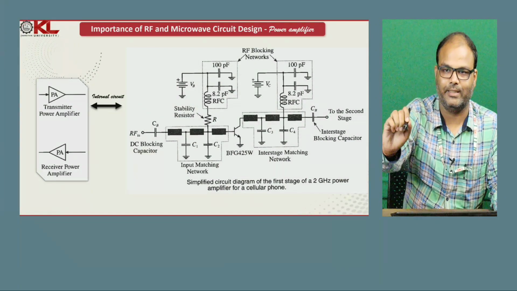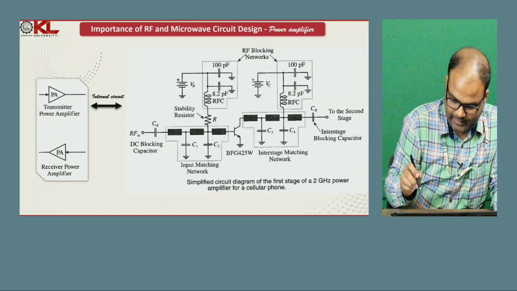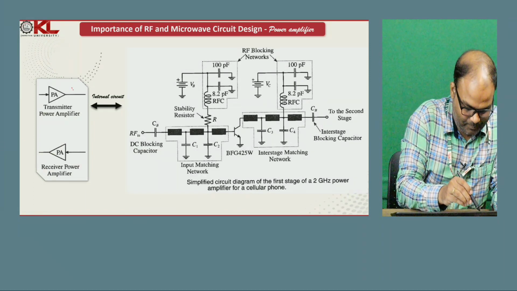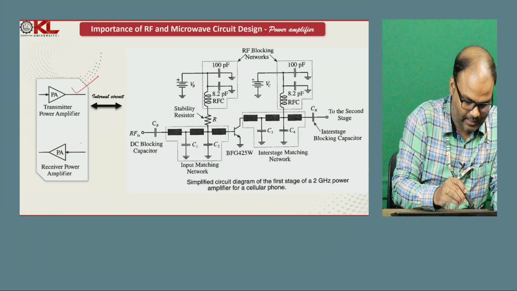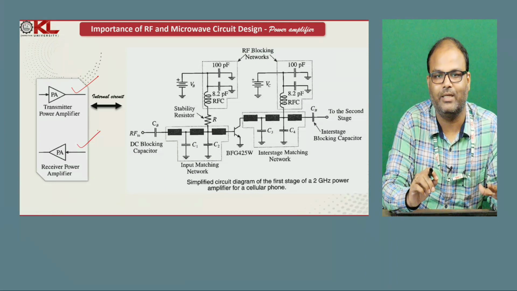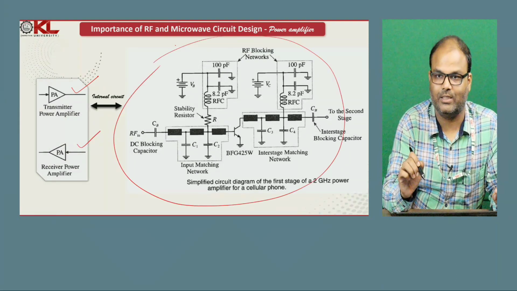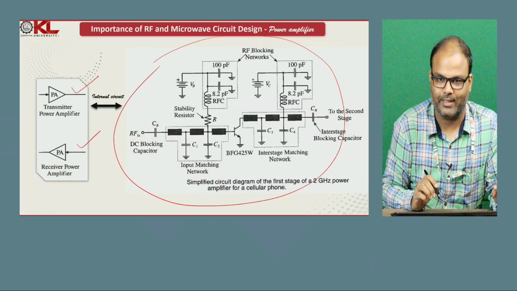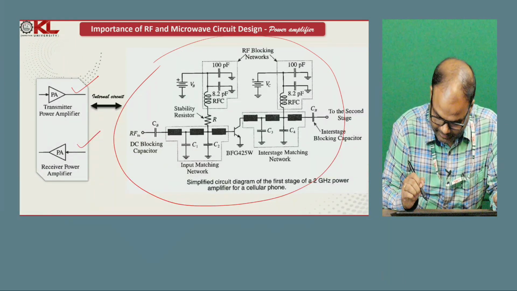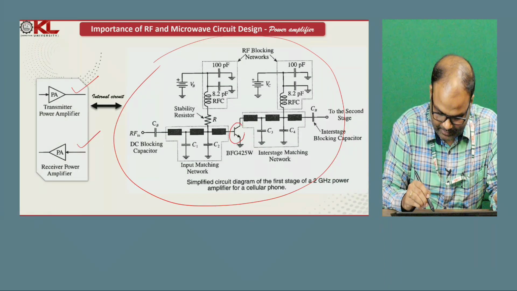This is one circuit diagram of a power amplifier. You can see here this circuit is a power amplifier, either a transmitter or a receiver power amplifier. You can use it in either one. This circuit I have taken from a reference book. Here it is the transistor.